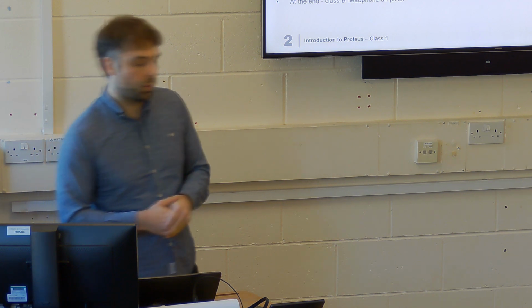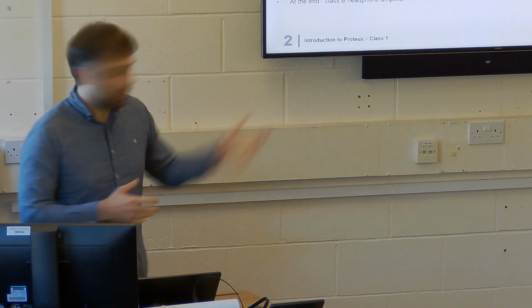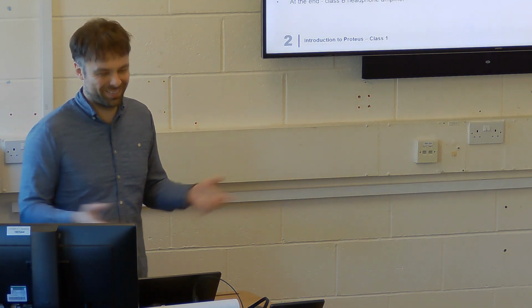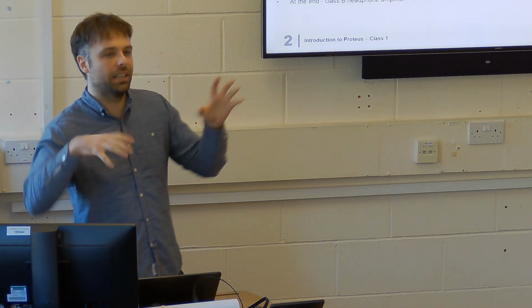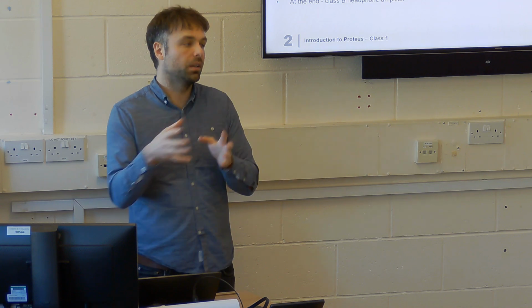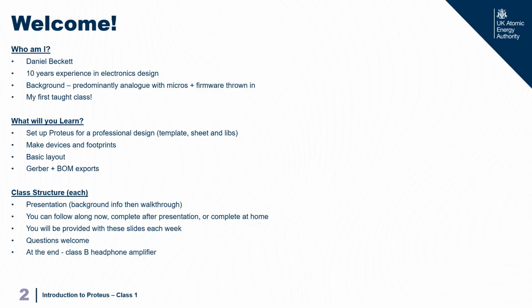And at the end, we hopefully will end up with a working Class B headphone amplifier. So that's the thing that we'll make. I've not tested the circuit yet, so I hope it'll work. We'll see. But it's actually quite an interesting little dive into the shortcomings of Class B amplifiers and what you can do to improve them a little bit as well. And you end up with a headphone amplifier, so that's pretty cool.